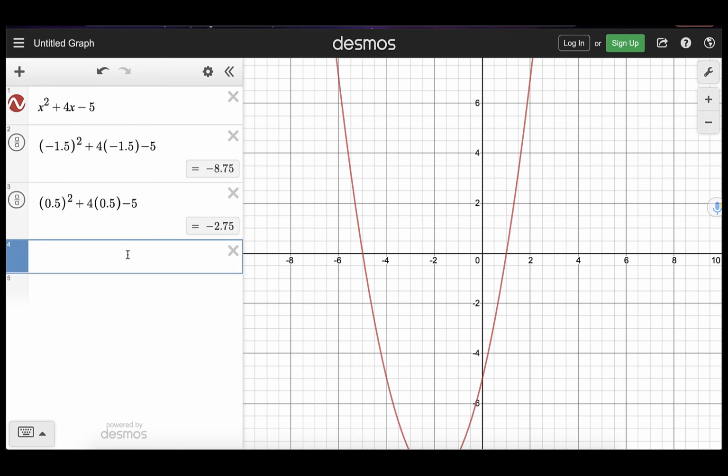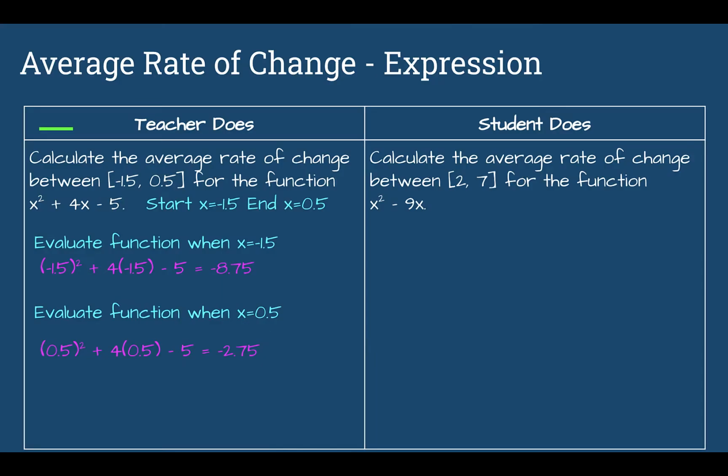Now, while I'm here, I might as well just calculate how much it changed. So I'm going to subtract where it ended minus where it started. So negative 2.75 is where it ended, minus negative 8.75 where it started. It went up 6. So from the start to the end, it went up 6. So using Desmos, we were able to figure those values out. How did it change? We also just calculated that out. Negative 8.75 to negative 2.75 means it went up 6.